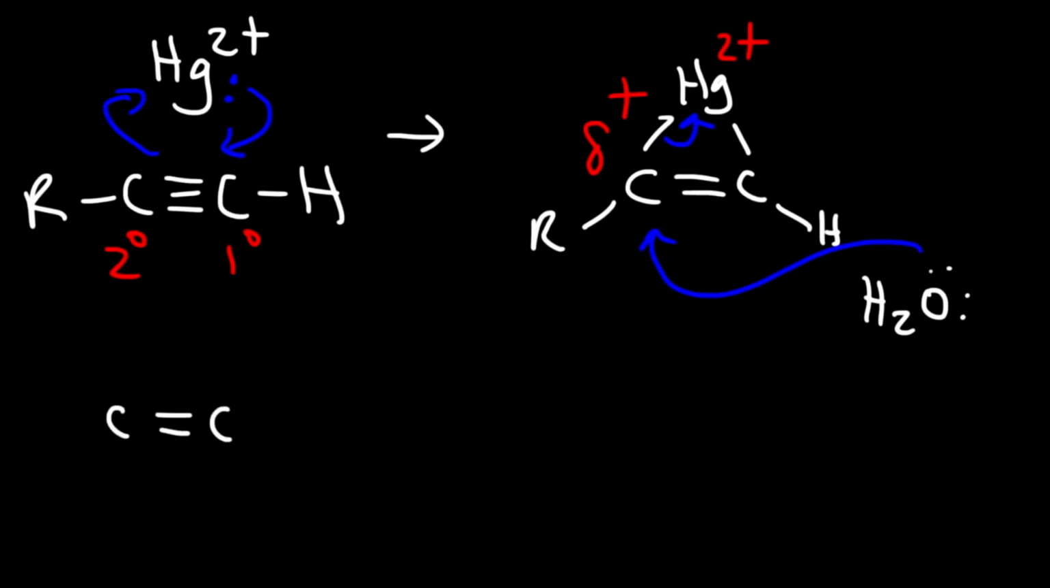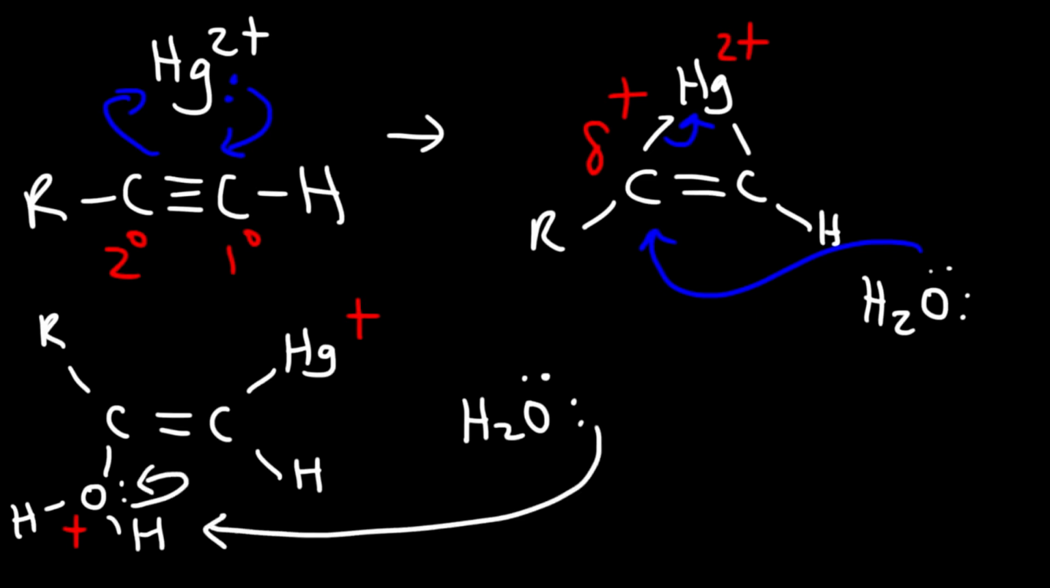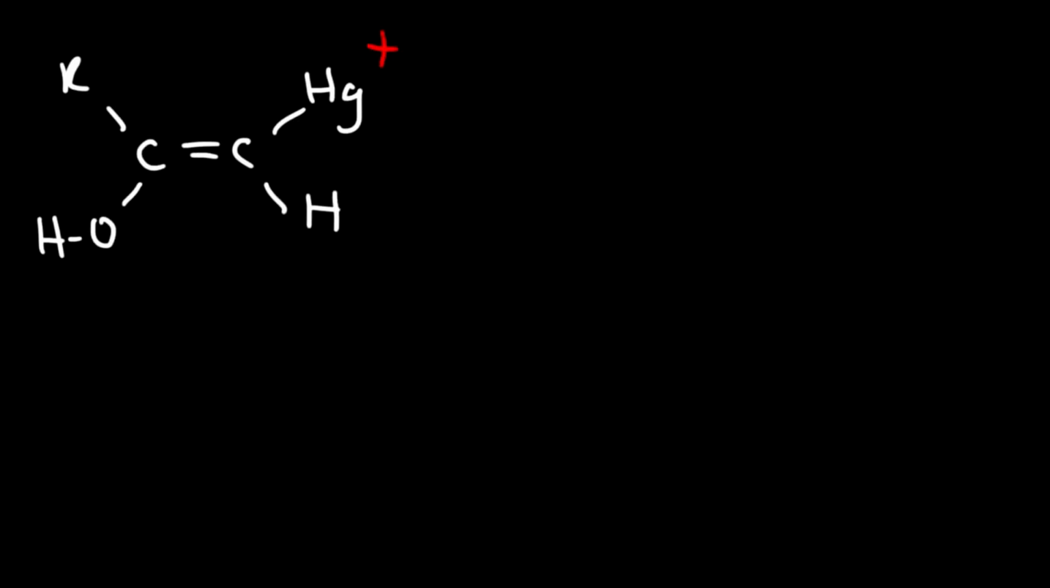So we have a double bond with a mercury ion attached to it, a hydrogen, an R group, and we have an oxygen attached to this carbon. Now, in the next step, we're going to use another water molecule to remove this hydrogen. And so we have this intermediate as of now. Now, what do you think is going to happen next?